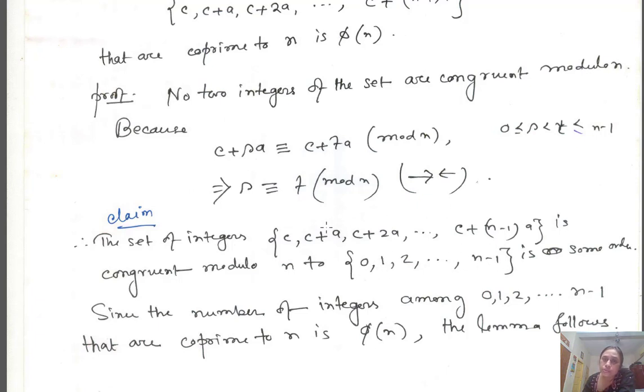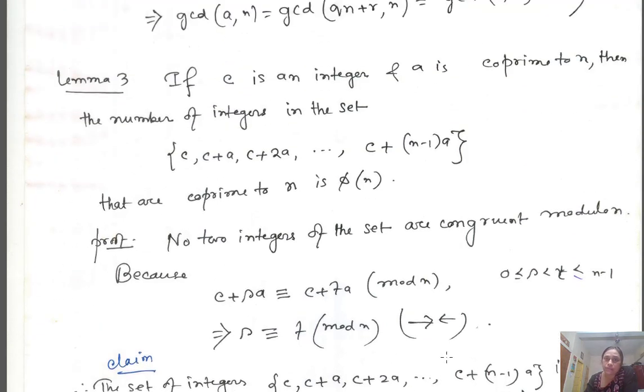So how many elements will be there co-prime to n in this set also? Same number, because both are complete residue systems modulo n. So the number of elements co-prime to n in this set are phi n. So in this set also the number of elements co-prime to n will be phi n. This follows from this fact.